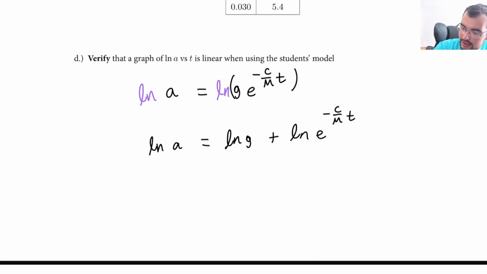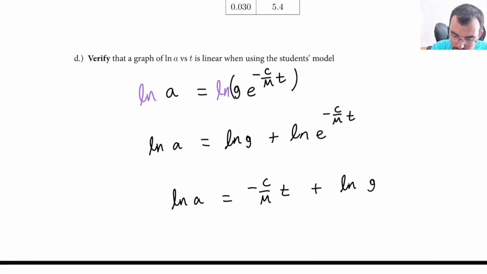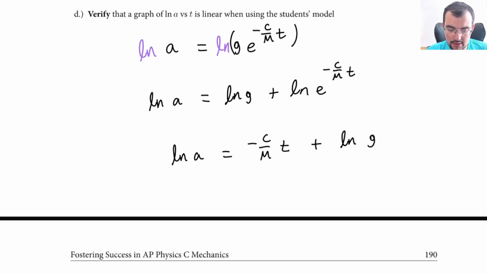And now I can cancel this term, e and ln at least. So I'd get ln of a would be equal to, this term rewritten would be negative c over m times t plus ln of g. And this is actually linear because ln of a, that's nonlinear. Okay, go in the box. t, that's fine. t can go in the box. And ln of g, that's actually fine because that's just a number.